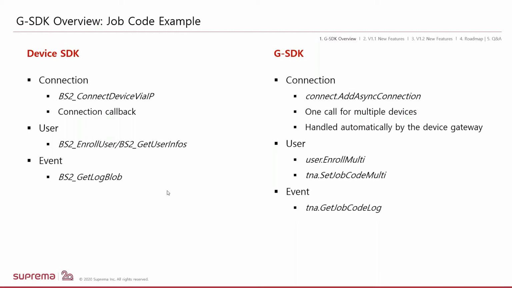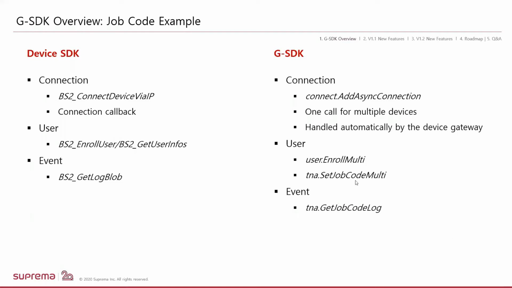So you have to call VS get user infos first. After that, you have to change part of the user data and again call VS enroll user. It could be quite cumbersome if there are many users and many devices. But with GSK, first of all, there are some functions with multi in the name. These functions can do the same work on multiple devices at the same time. So if we want to enroll the same users to 100 devices, you only have to call this function once.